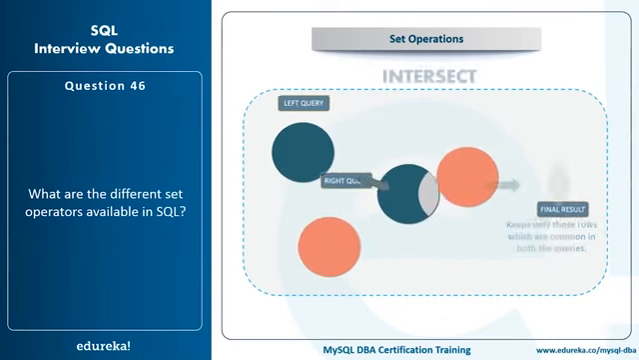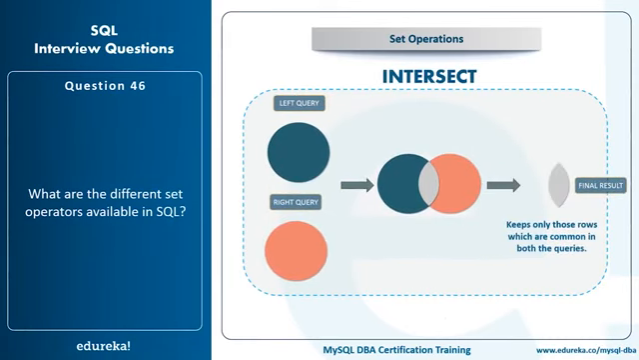Moving forward to the next operation, that is the intersect operation. When you apply the intersect operation to the left query and the right query, you'll get only those rows which are common in both the queries. For example, you have 10 rows in the first table and 10 rows in the second table, but the common rows in both these tables are just two rows. So you'll get only those two rows as an output of this particular operation.